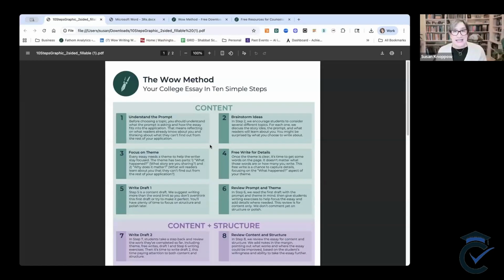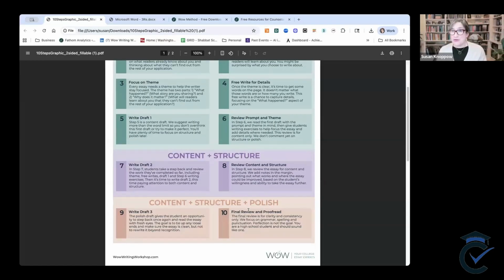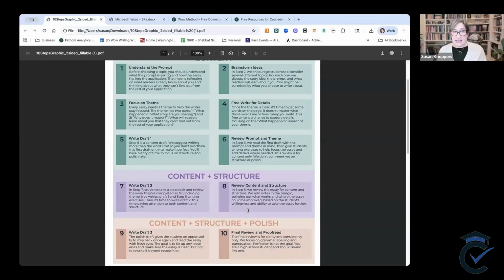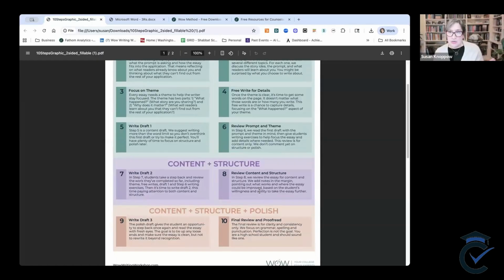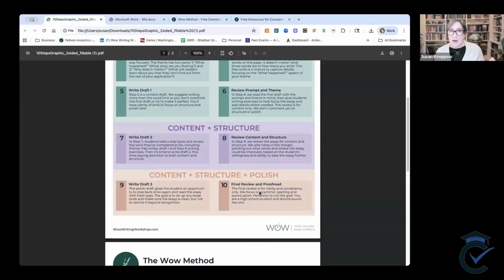I'm going to show you something and I'm going to encourage you to download your own copy of this, not because I need you to, I mean, I would love to have your email and send you messages, but it will ask you for your email. This is our 10-step method, and I'm going to refer to it through our talk today. The method has 10 steps, like I said. The top six are content oriented, the middle two are structure oriented, and the final steps are polish.